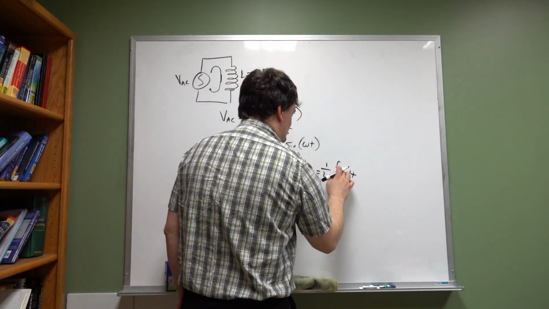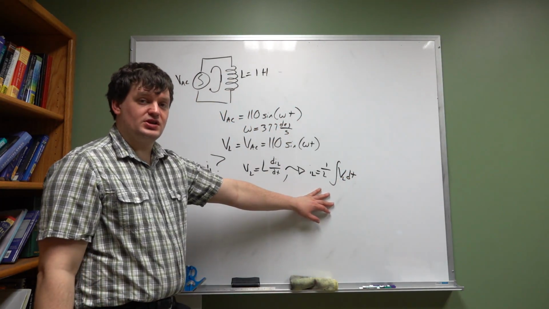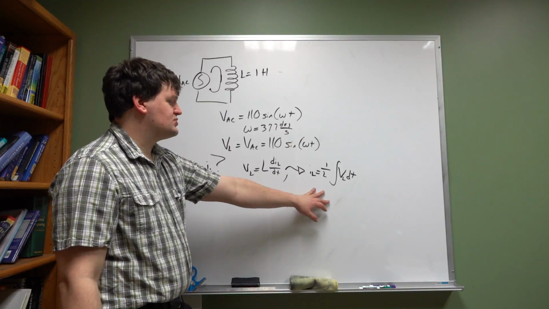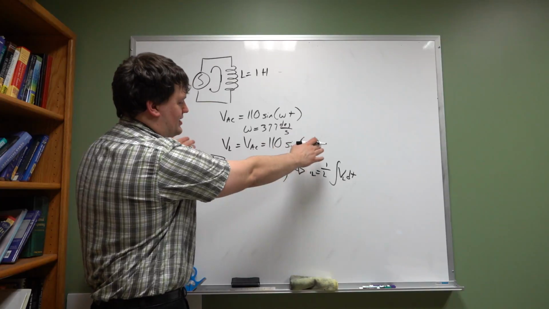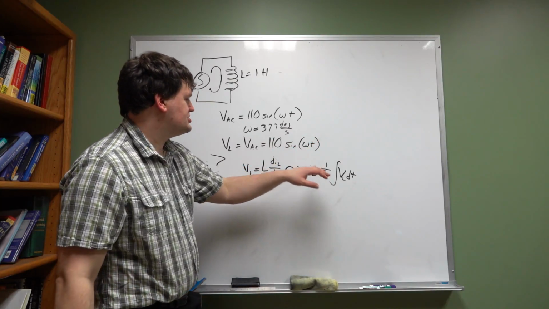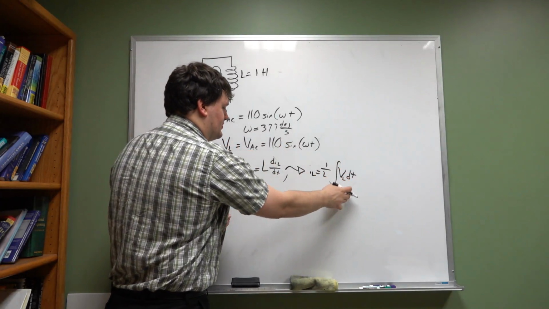I wrote IL twice. That's VL. Okay, we know that this relationship stays true. With this relationship being true, and since we already know voltage, we just have to take the integral of this to find the current.